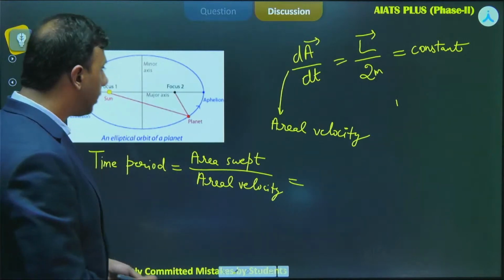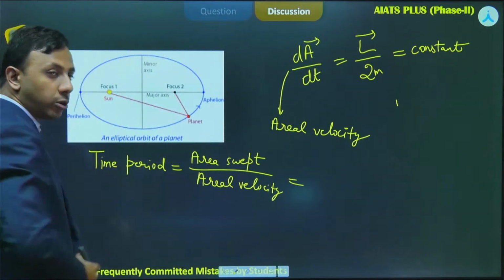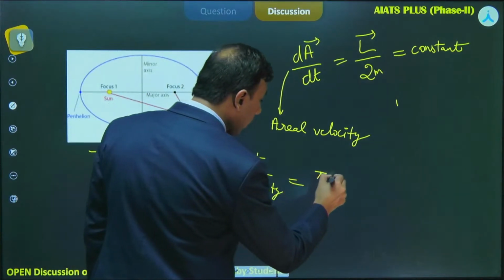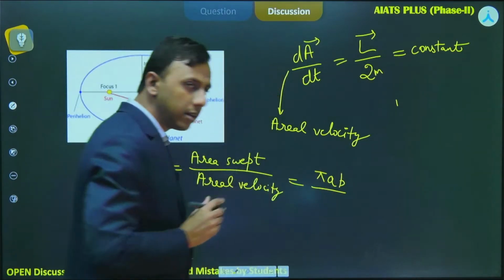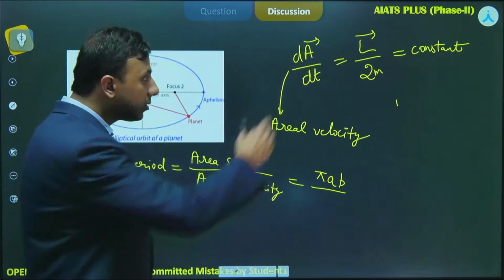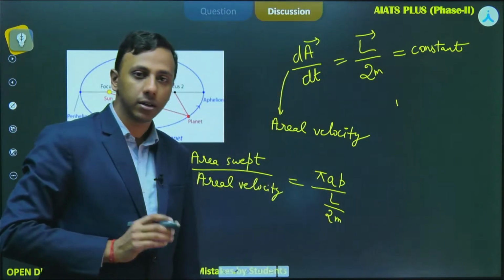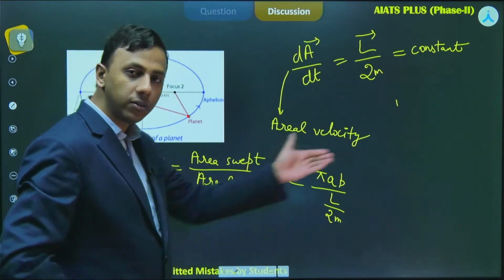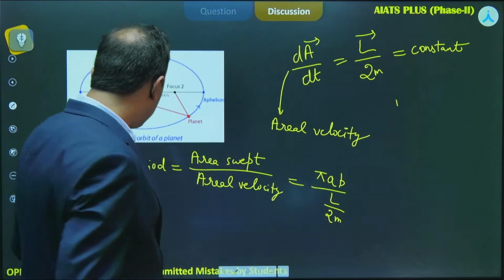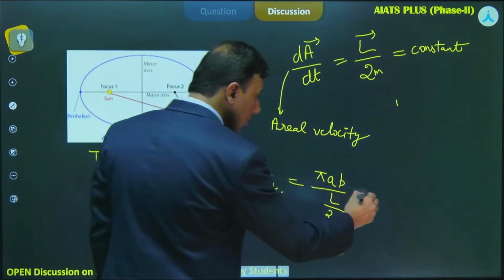Remember, this is an ellipse. This is the major axis of length 2a. This is the minor axis of total length 2b. So what will be the area swept? It is pi a b. This is some additional information. And aerial velocity is a constant. Aerial velocity magnitude will be L by 2m. So this area is a constant, this is also constant, time period is also constant. So time period of the satellite in completing one revolution will be constant only.